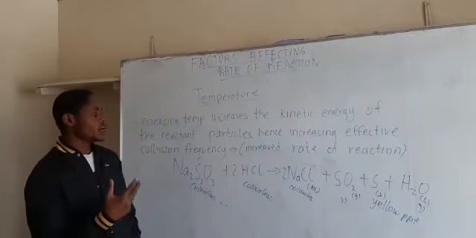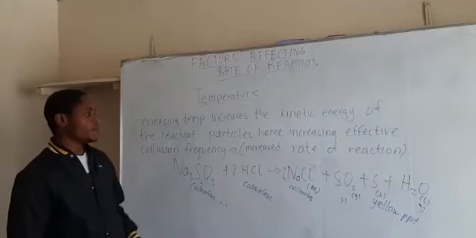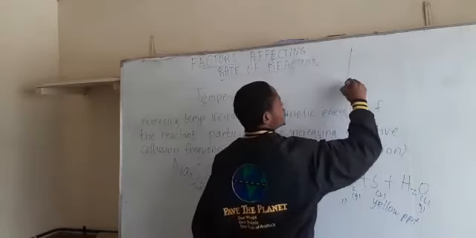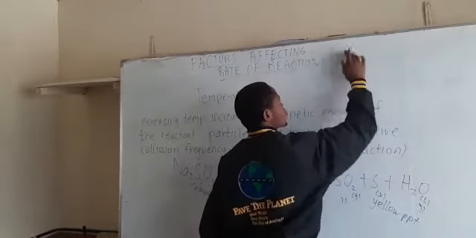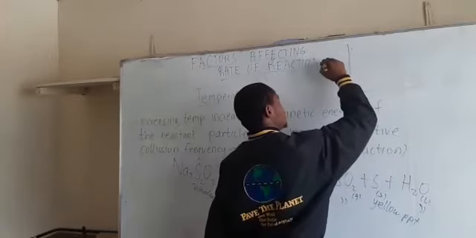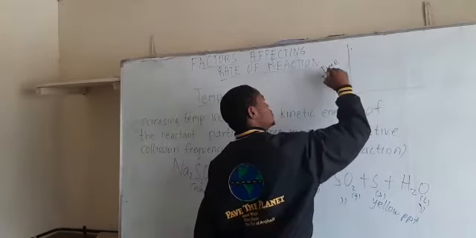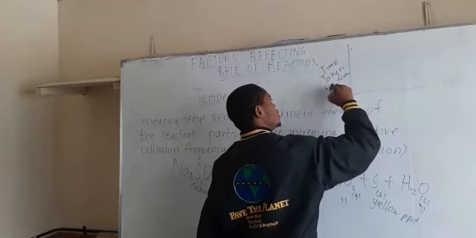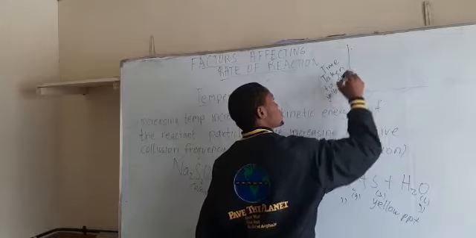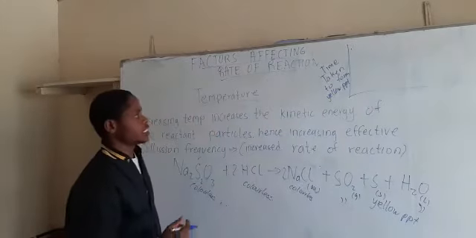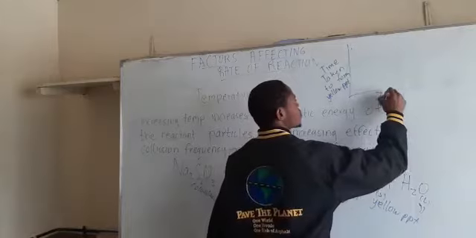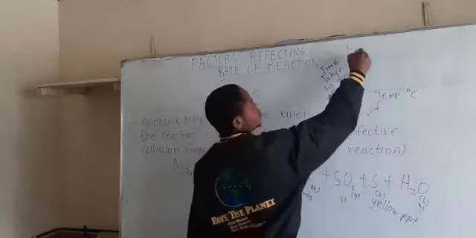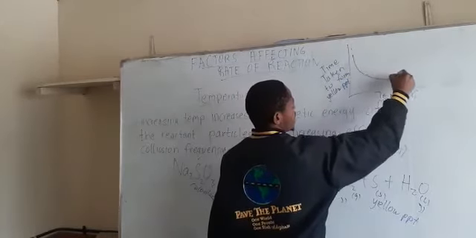And once you do such an experiment, then you should be able to discover that if you drew a graph of time taken to form yellow PPT against temperature, of course in degrees Celsius, you should obtain a curve.